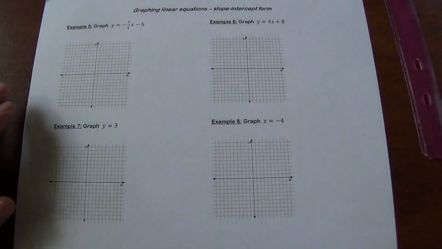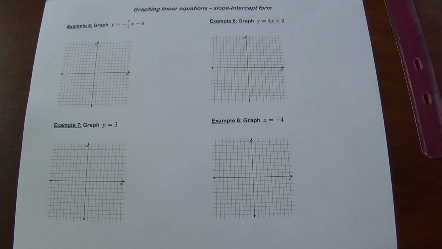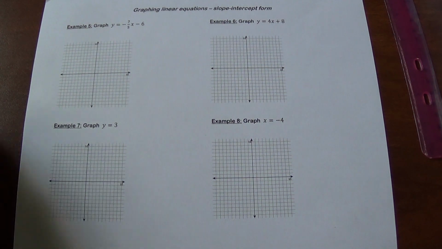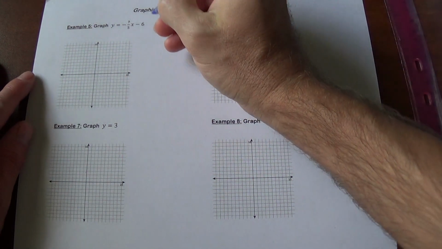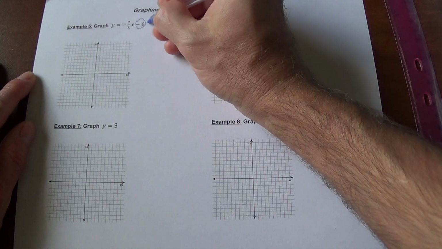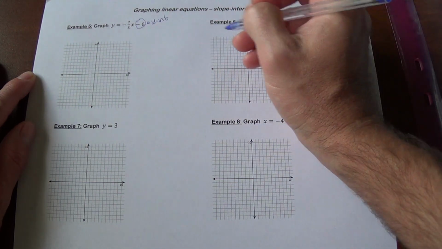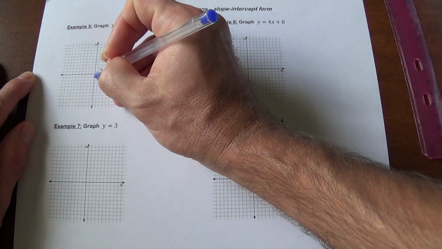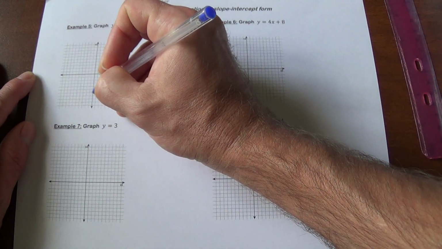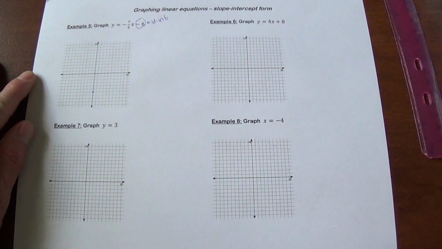All right. More problems? So now we're going to take a look at a situation when the slope is going to be a negative number. But before we do that, let's address this. This is our y-intercept, right? At -6. So we know we're going to be starting at -6. And then the slope is negative.